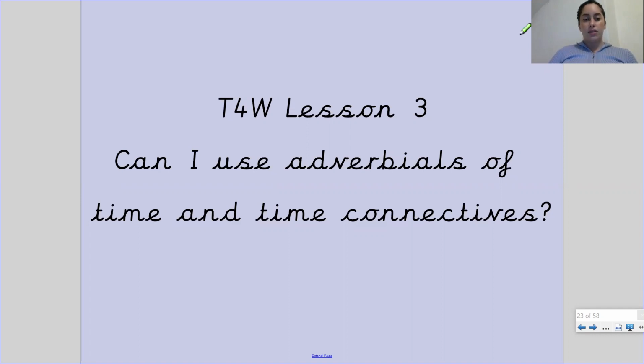Today's learning objective is can I use adverbials of time and time connectives? If you remember in the previous lesson, we looked at our new text map, and one thing that we did identify, used a couple of times throughout the text map, were adverbials of time and time connectives. So what are these?